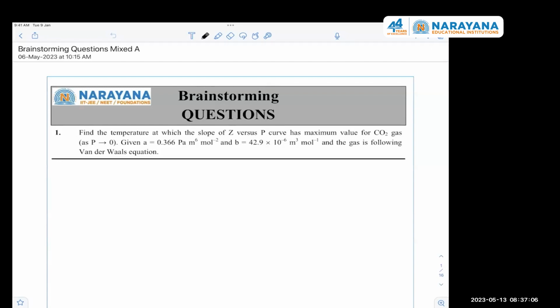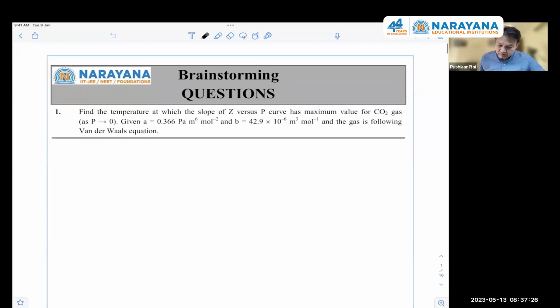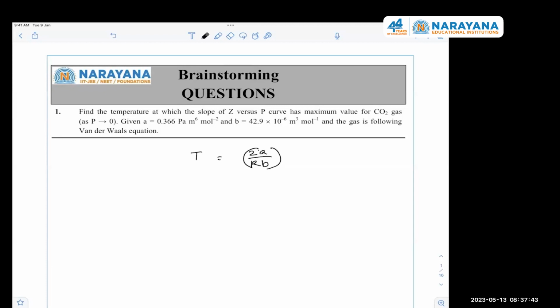Using the van der Waals equation. I wrote V in terms of P and T, then I wrote Z and differentiated it with respect to P, keeping T constant. Yes, that could be the approach. But why are we not getting the answer? That I have to see. Without getting the answer, have you got some expression like T equals 2A upon RB, something like this? No, sir, I got dZ by dP in terms of 1 by T square and 1 by T.